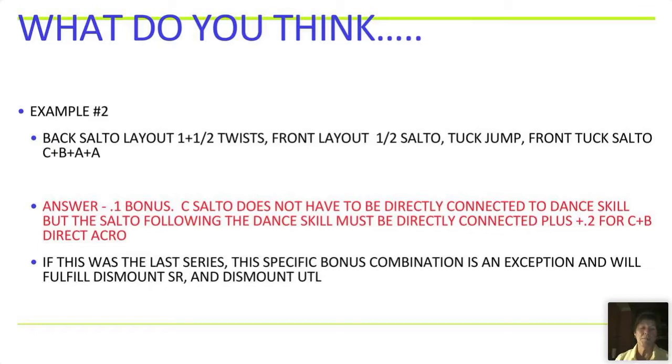Now, what I do want to mention here is we have our brain cells so that we see that dance skill and we know that breaks the series. Therefore, the front tuck at the end, in this case, would be the final salto, and it's not a C, therefore they don't have the special requirement. But in this case, since this is a permissible combination for NCAA, this specific bonus combination is an exception and will fulfill the dismount special requirement and the dismount UTL.